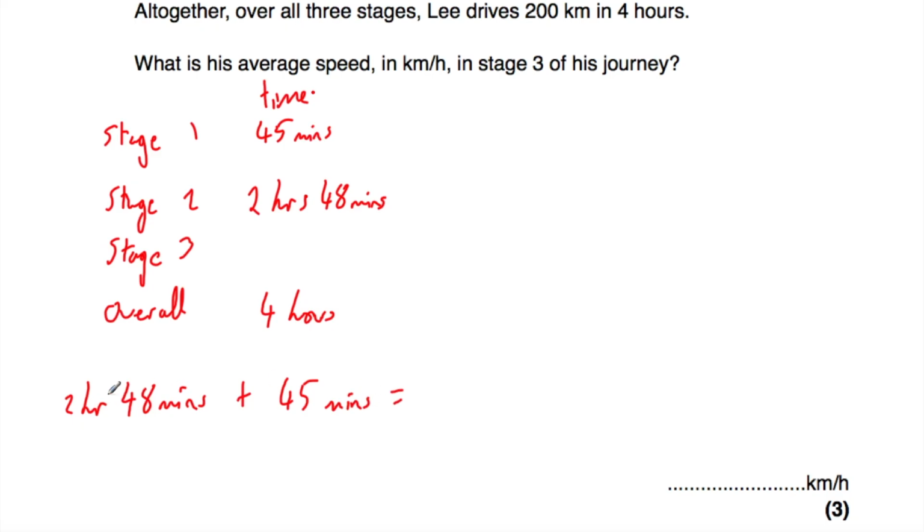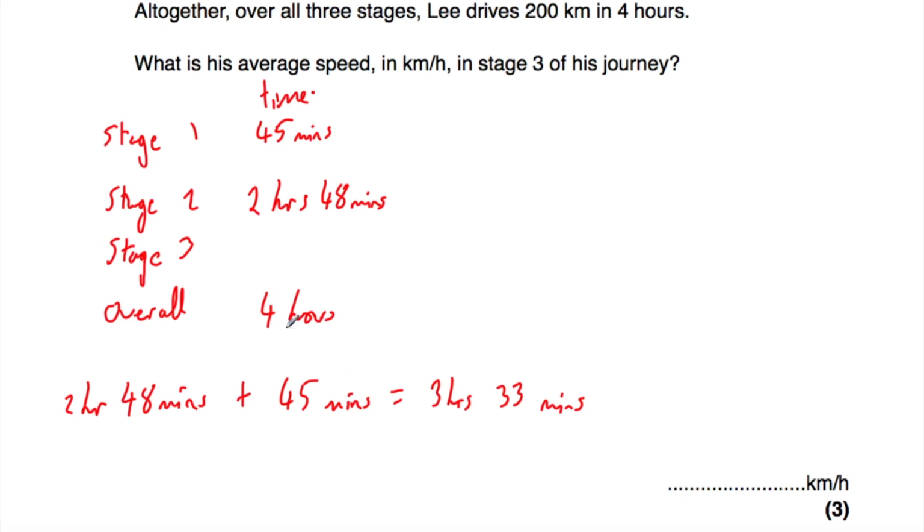Well, to get to 3 hours, we'd need 12 more minutes. So if we take 12 of these minutes and add them on, that'll be 3 hours. And then if we reduce this by 12, we'll be left with 33 minutes. So that'll be 3 hours and 33 minutes. I just took 12 of these minutes, added it on here to give us 3 hours, and then I'll be left with 33. So 3 hours plus 33 minutes is 3 hours, 33 minutes.